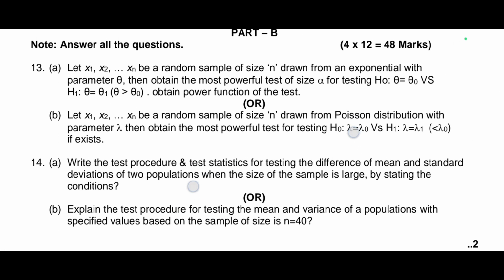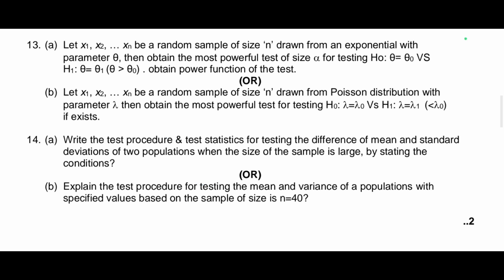Let's see some long questions. Very important. Let x1, x2, x3, and so on, xn be a random sample of size n drawn from an exponential distribution with parameter theta. Then obtain the most powerful test of size alpha for testing H0: theta equals theta naught versus H1: theta equals theta 1. Obtain the power function of the test, or the power of the test.